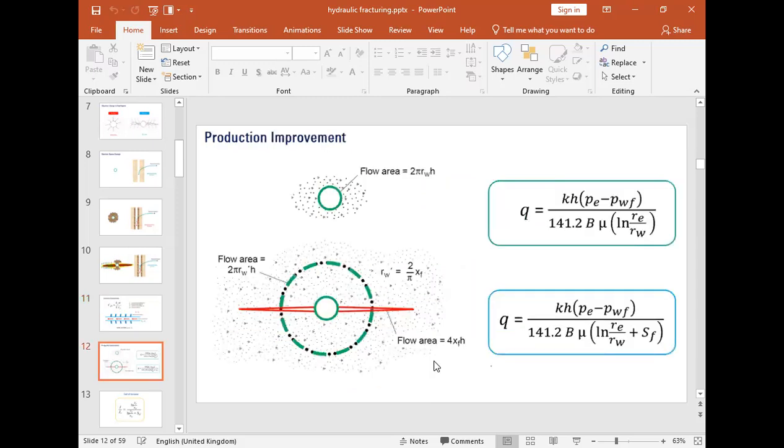All right, so after our hydraulic fracturing job, we need to analyze the entire area to be sure that there is some kind of production enhancement. So before the hydraulic fracturing job, we have our flow area. We can use Darcy's law for radial flow to calculate the rate at which the fluid is flowing into our well bore. Then after our hydraulic fracturing job, we can use this particular formula in order to do the analysis.